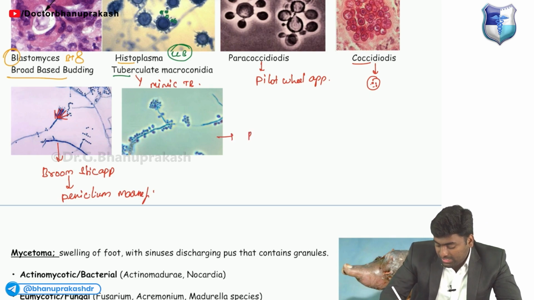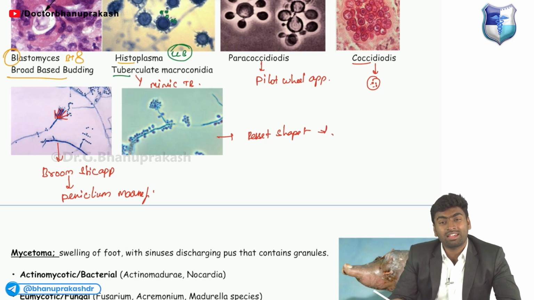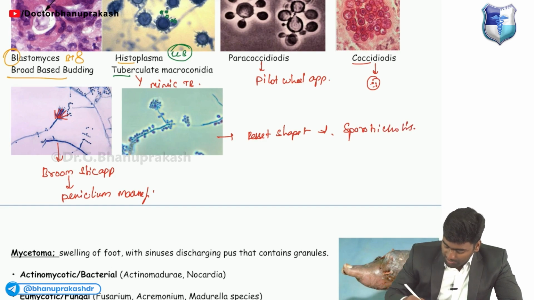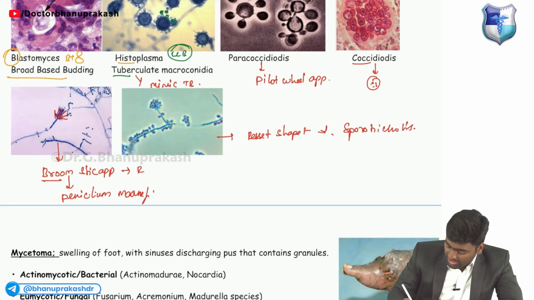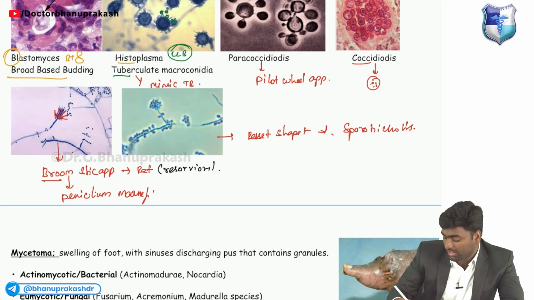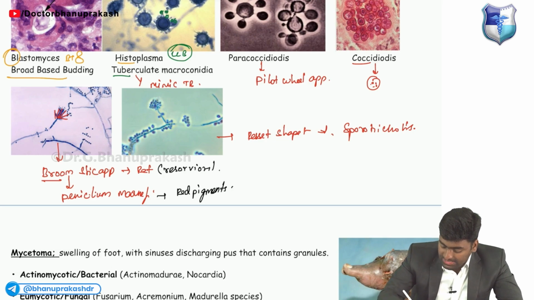And next, if you're able to see this rosette shape, it is seen in a case of sporotrichosis. Yeah, broomstick, like you will think of this rat. So bamboo rats, they are the reservoir of this Penicillium marneffei and it produces red pigments. Sporotrichosis, and we know it spreads via the lymphatic route.